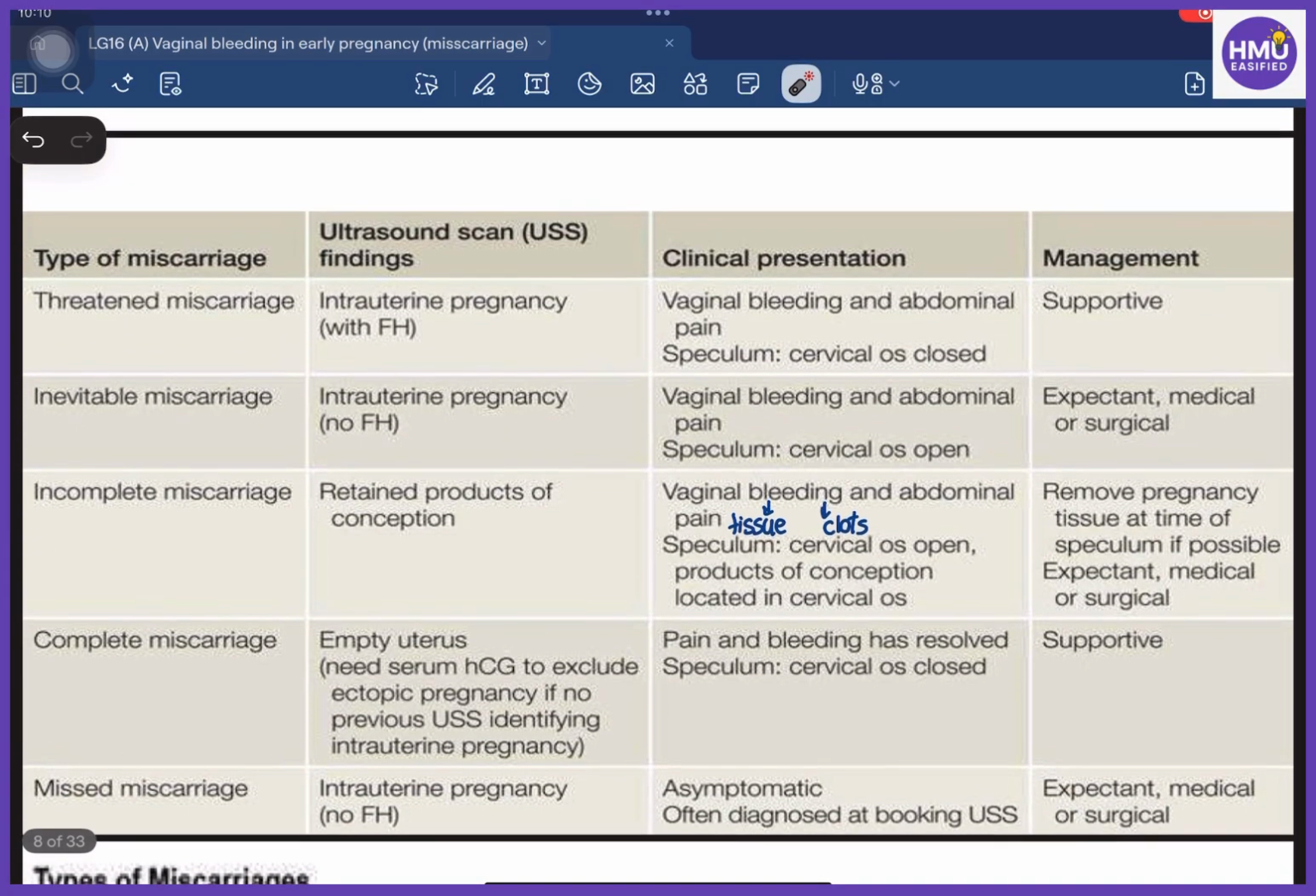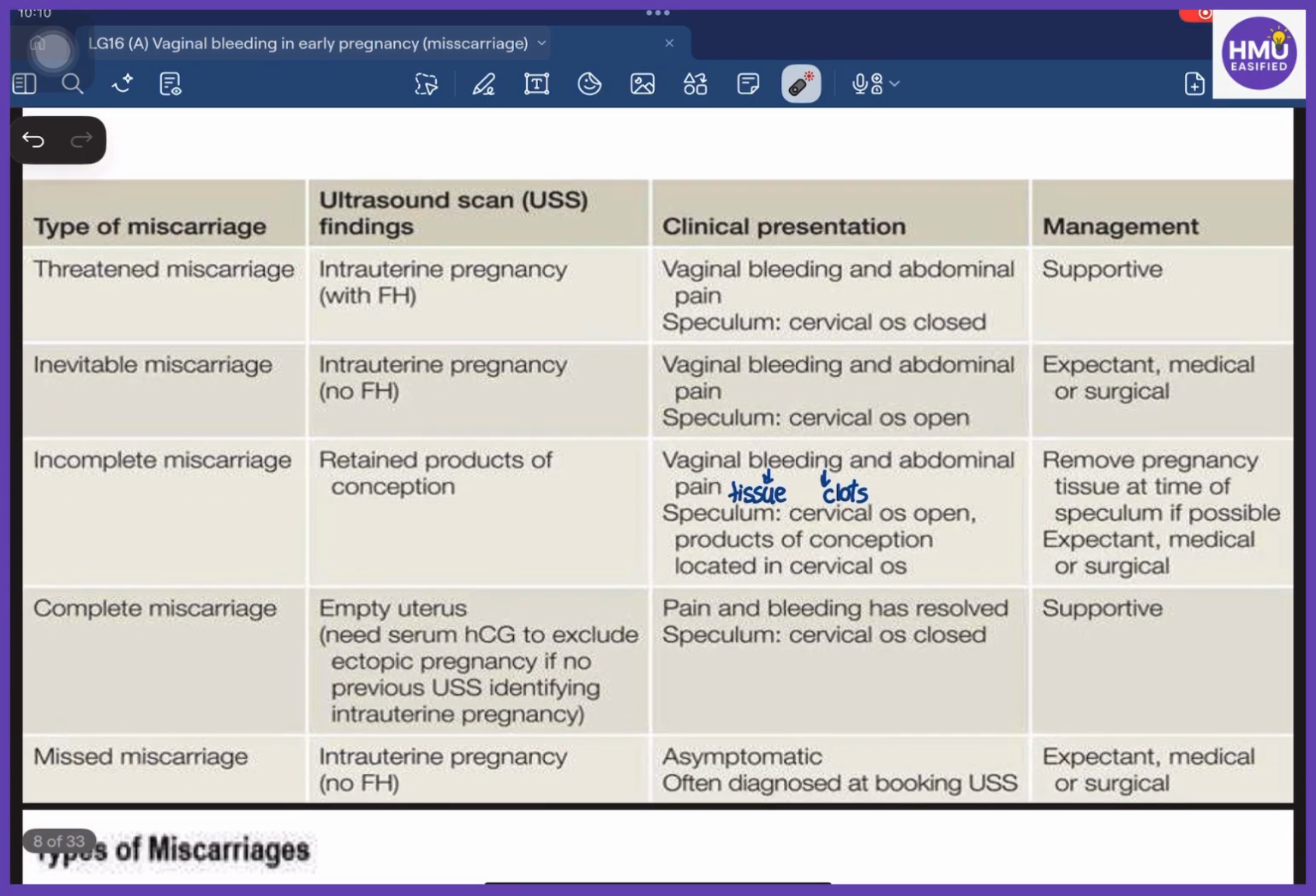So let's talk about the types of miscarriages. First, we have threatened miscarriage. In threatened miscarriage, let's come to the clinical presentation. There will be vaginal bleeding, but mild vaginal bleeding. There will be abdominal pain, but mild abdominal pain. And if we look at the os, it is closed. So this is a pregnancy that can be saved. It can resolve on its own. This doesn't mean that it will end in miscarriage for sure.